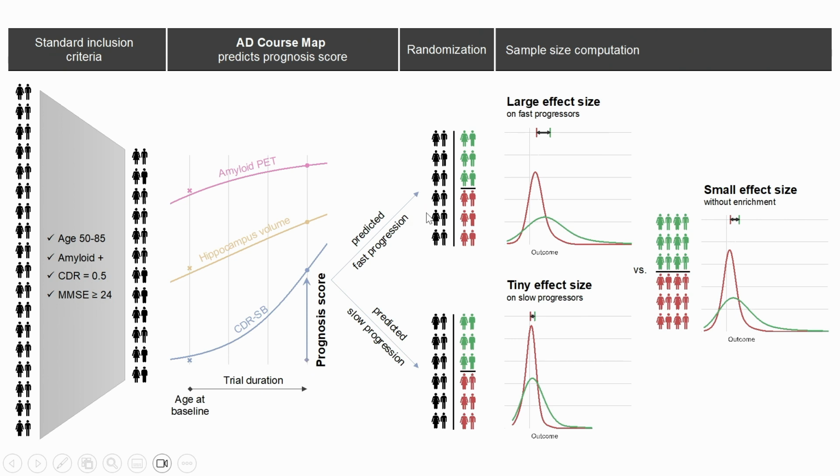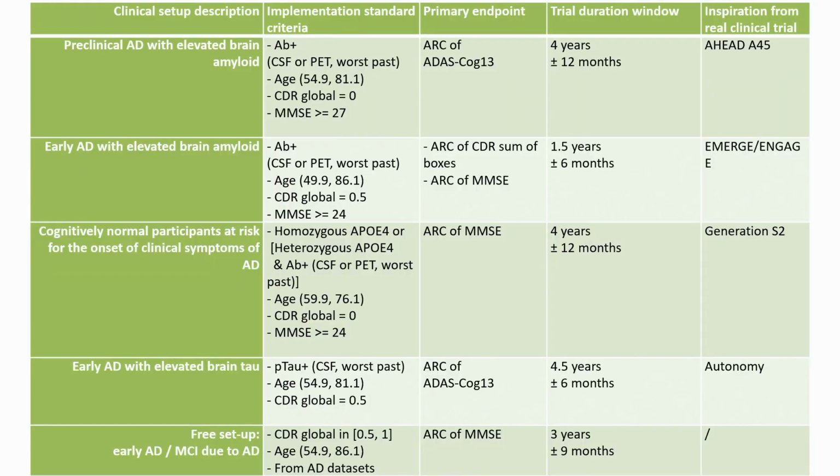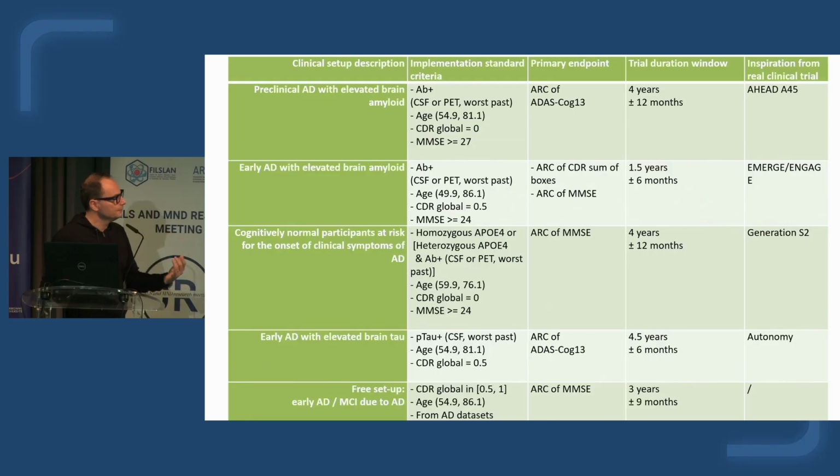And then you can split the population into two: the one you predict to be fast progressors for this outcome, and the one you predict to be slow progressors for this outcome. By design, if your prediction is good enough, then you can increase the effect size and reduce the sample size. And to demonstrate that, we have simulated different kinds of trials.